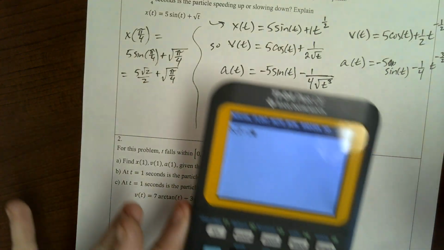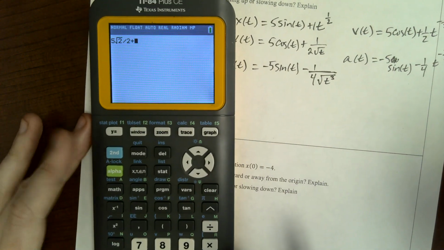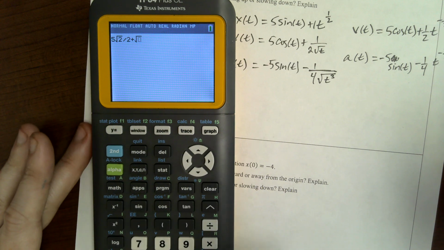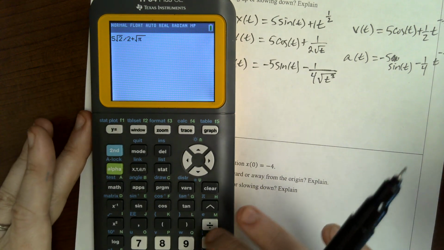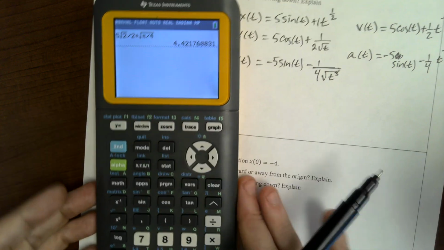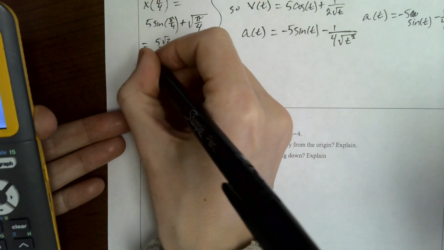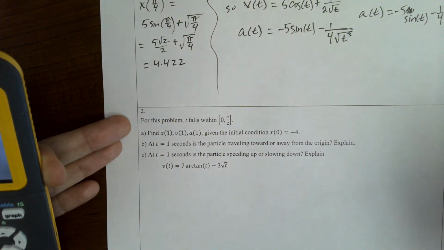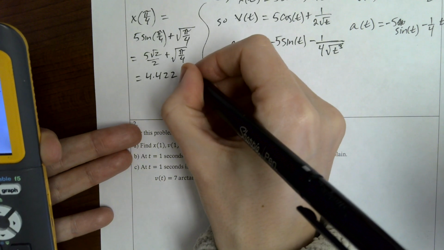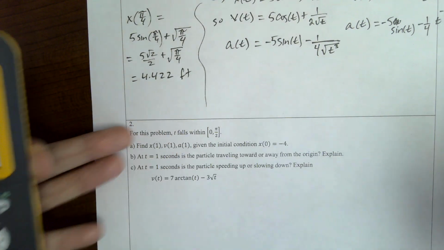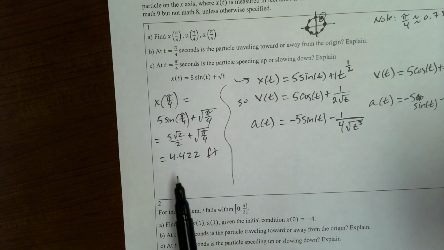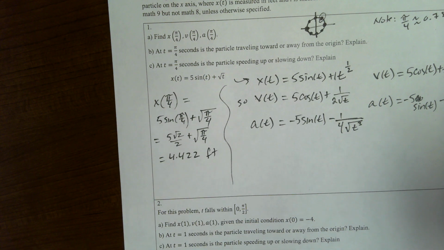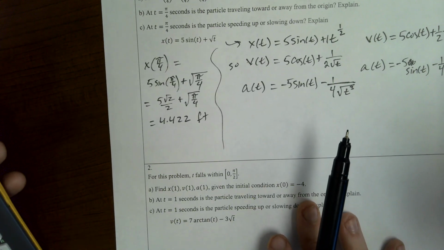5 radical 2 over 2 plus radical. Okay. All right, let's say that this is 4.422, and the units here are feet. Okay, so here, this is where we are located on the number line, on the x-axis at this moment.